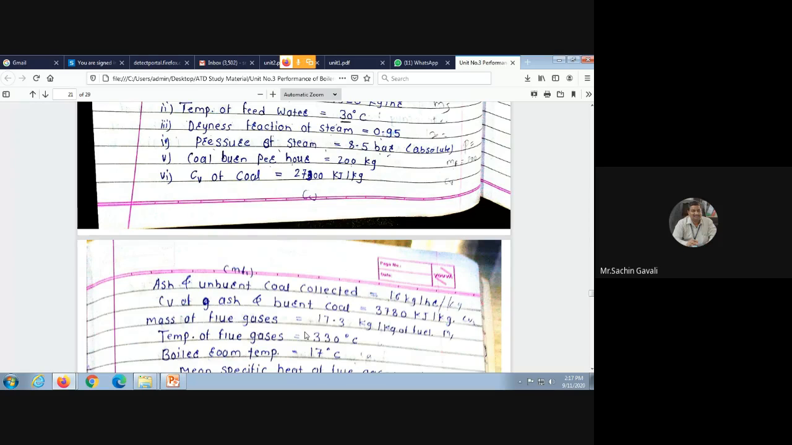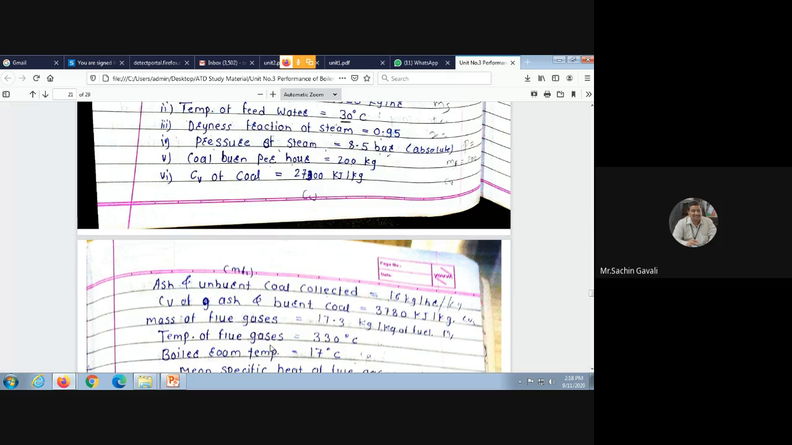Then mass of flue gases is 17.3 kg per kg of fuel. What have they given? Anybody? So directly they have given the value of mg upon mf. So mg upon mf is equal to 17.3 kg per kg of fuel.